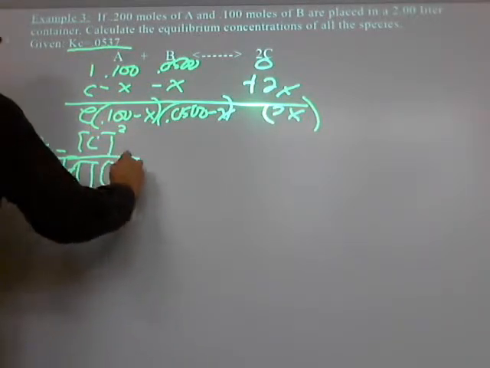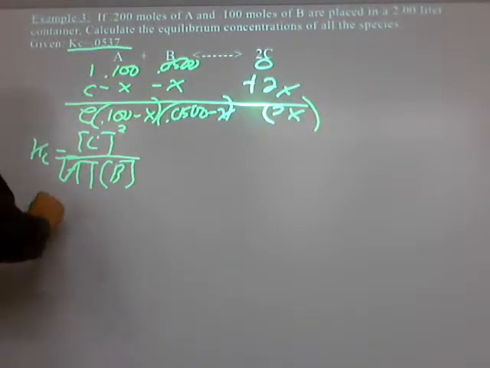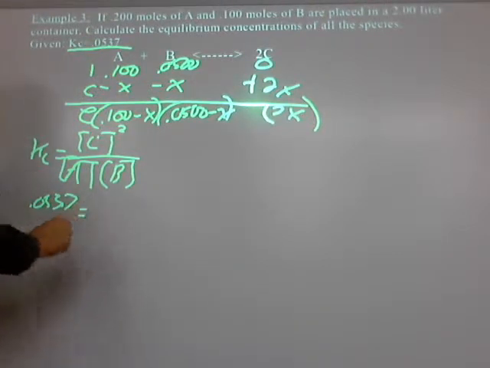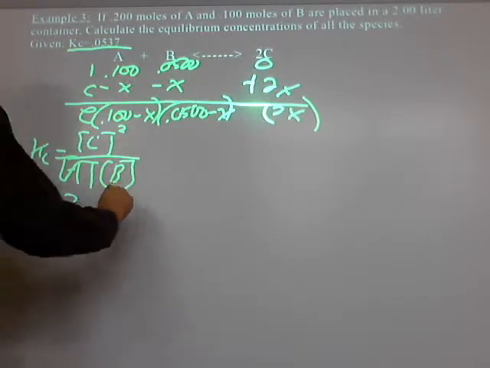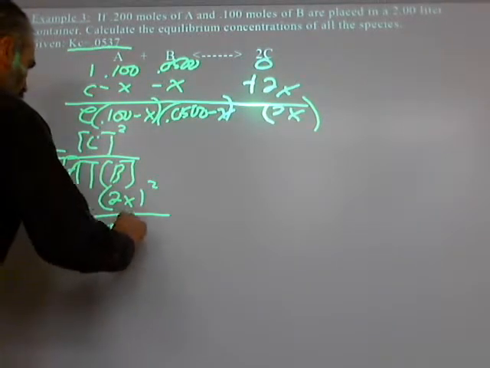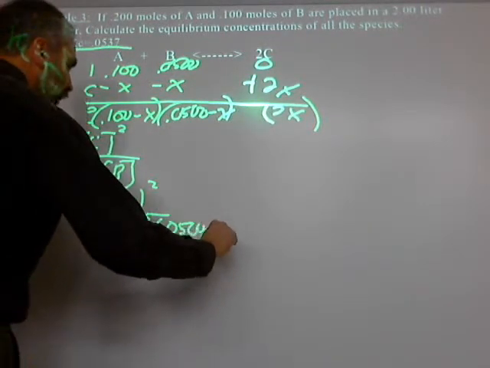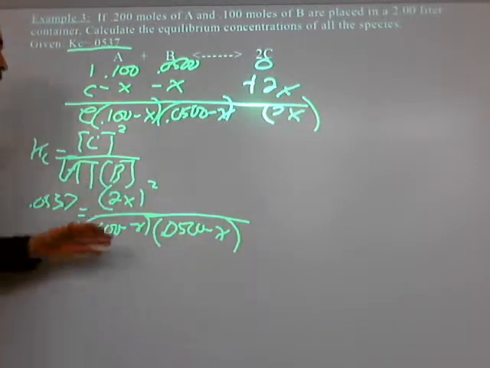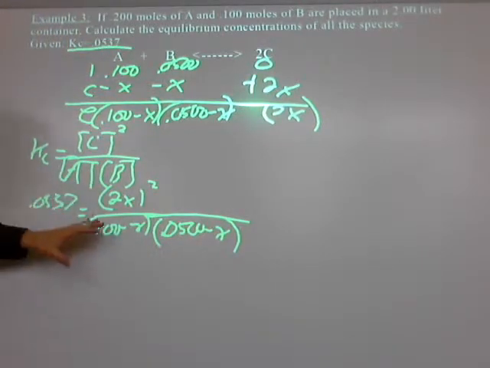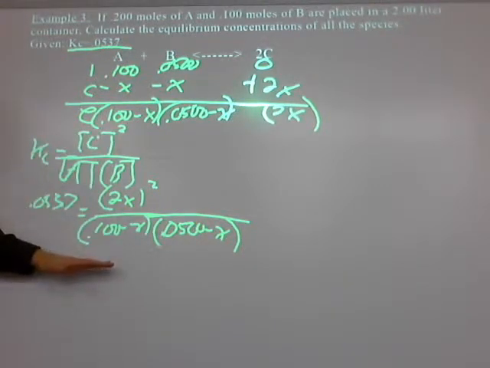There's my same equilibrium equation you're going to use every time. If I know Kc is 0.0537, it equals the concentration 2x quantity squared over 0.100 minus x, times 0.0500 minus x, right? That's what it should look like. Now, at this point, you're going to get most of the points for the problem if you get it to that point.